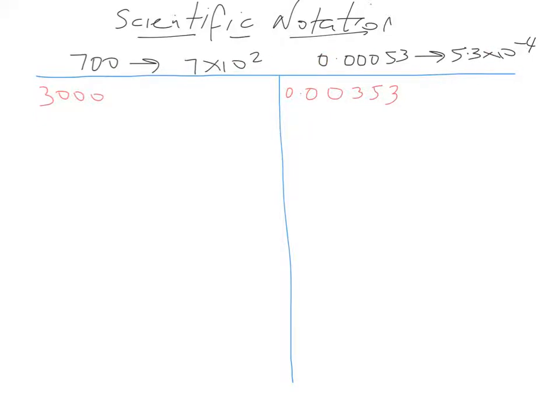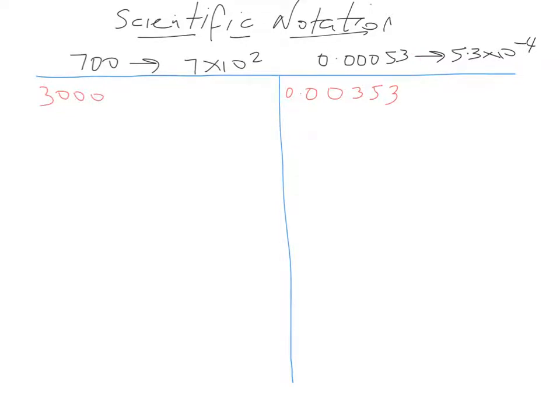Likewise, with this 0.00053, that is the same as writing 5.3 times 10 to the power of negative 4. That is a lot easier to say than that. That is a lot easier to write than that. That is a lot easier to work with in most cases than that.